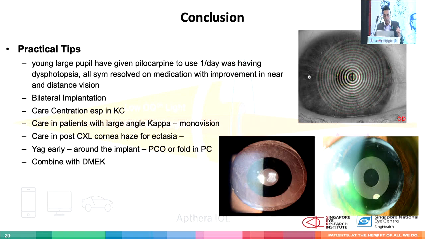You need to be careful with your centration, especially if you're doing it in high levels of keratoconus as well, and patients with large angle kappa. And if the patients have had ectasia previously and they're cross-linked and they develop haze, you need to be careful, because if the lens centers where the haze is, it will definitely affect the visual acuity.